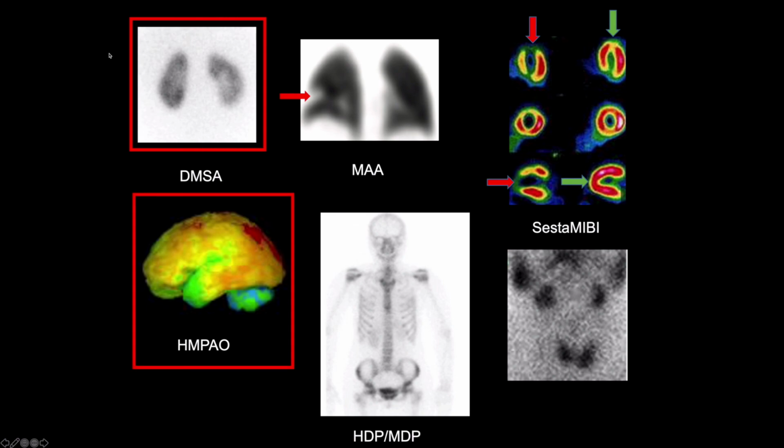This is an example of an HMPAO scan. Patients with conditions such as Alzheimer's disease might exhibit specific sites of cerebral hypometabolism, for example in the parietal and lateral temporal lobes or precuneus. And this is quite a nice test for identifying metabolic dysfunction before you see the anatomical structural dysfunction on imaging such as MRI.